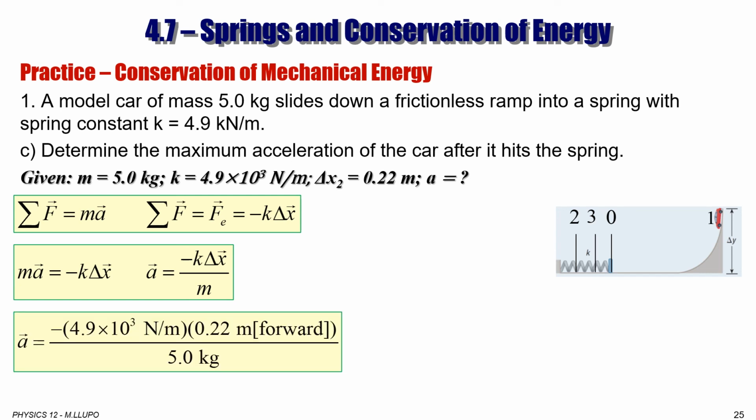So we have all the values there. All we need is 4.9 times 10 to the power of 3 newtons per meter, and the maximum displacement is 0.22 meter forward. In this case it is on the left, obviously, since the car moves forward, and divided by 5 kilograms. So the acceleration is 215.6 meters per second squared backward. In this case, it is on the right because the car is moving on the left.